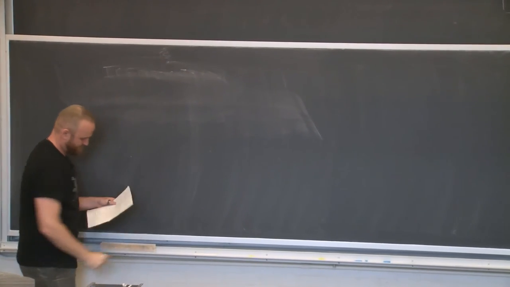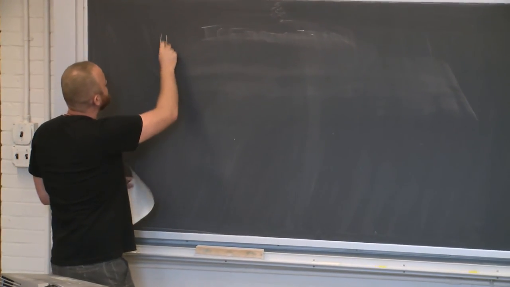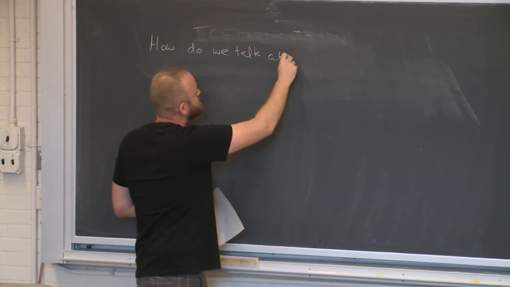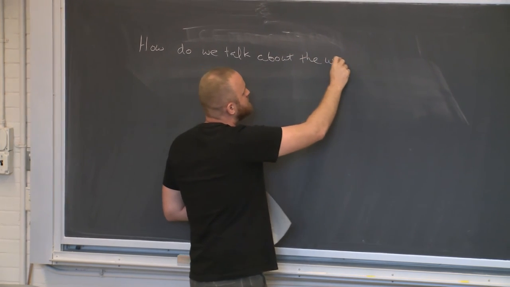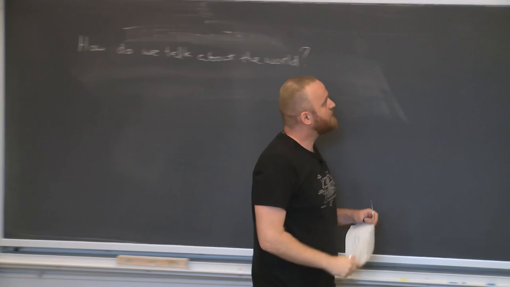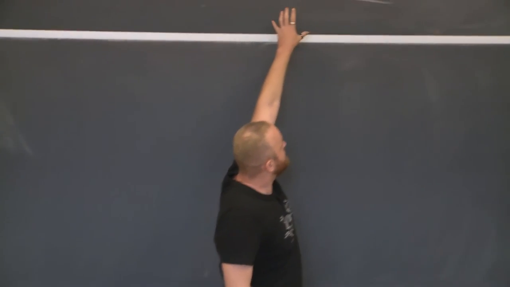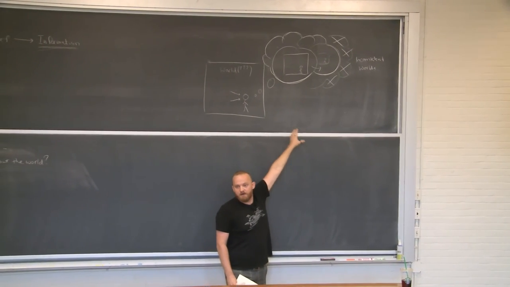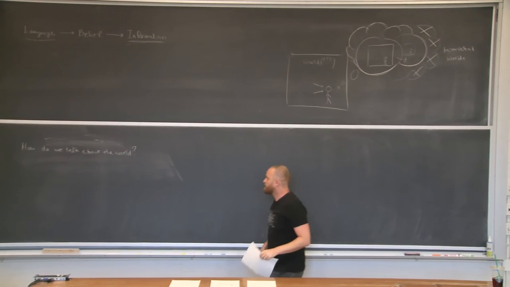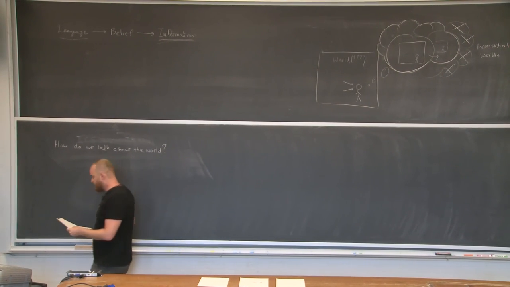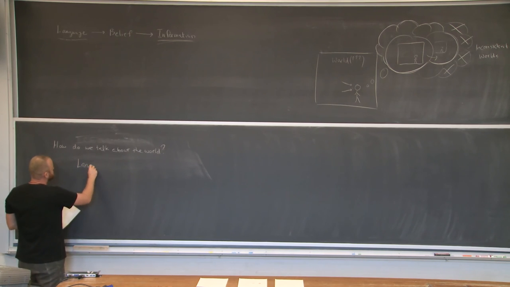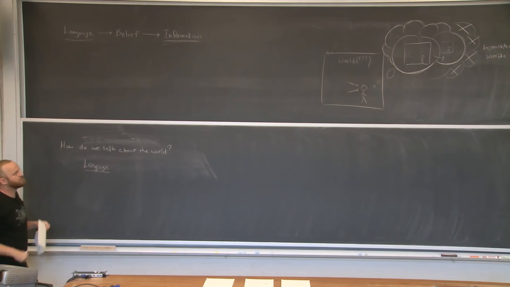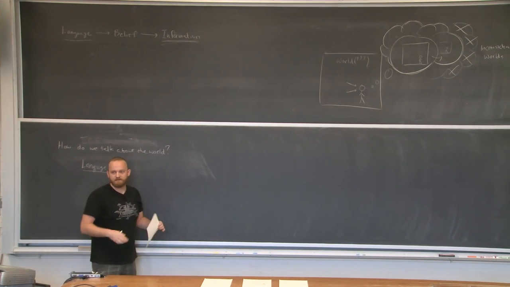All right, so how do we talk about the world? In other words, how do we go from being an epistemic agent that's stuck in the world to then creating these mental images of the world? We do that through the use of an idealized language. Language is what allows us to talk about the world and the things that we see in it.